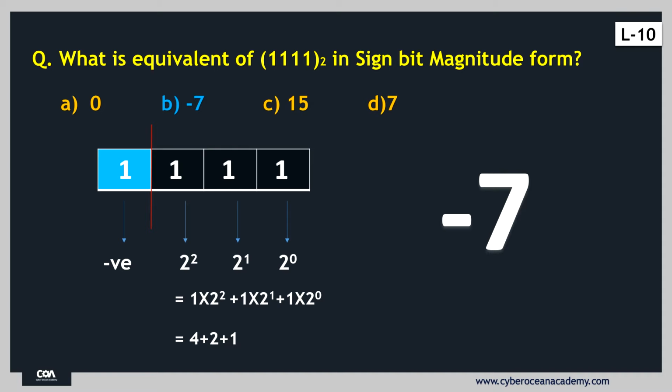If a sign bit is not given here, then 15 will be the correct answer, but here the correct answer is minus 7. And now this is the end of this lecture.